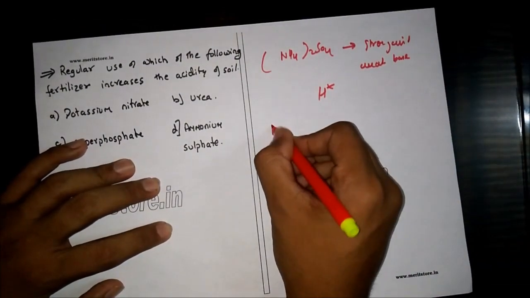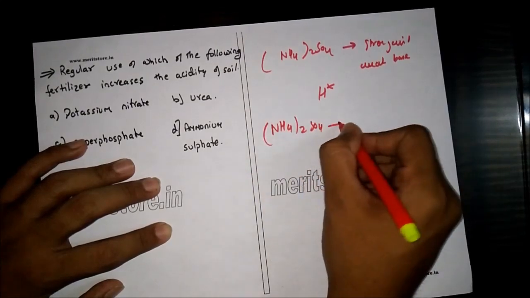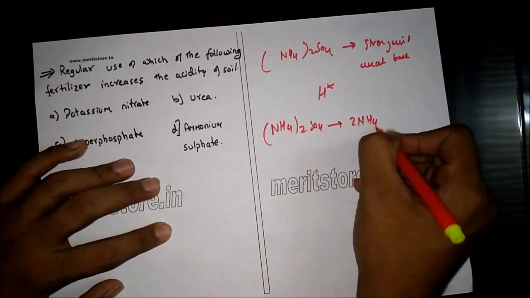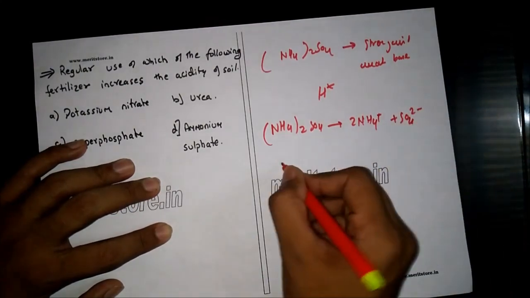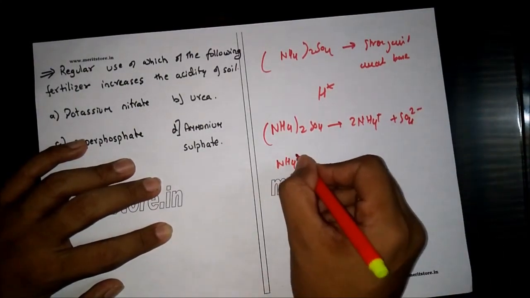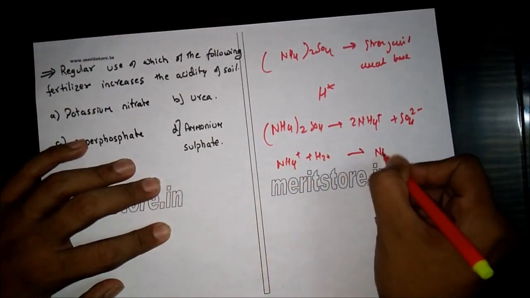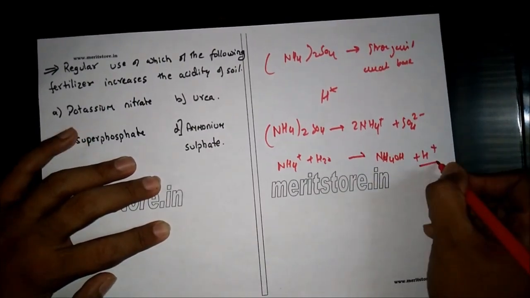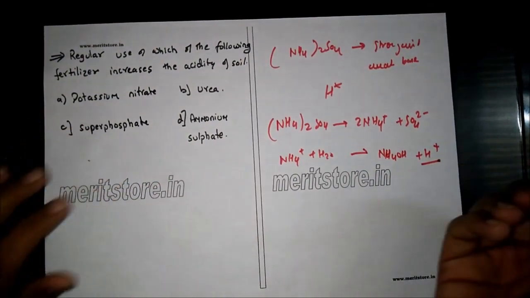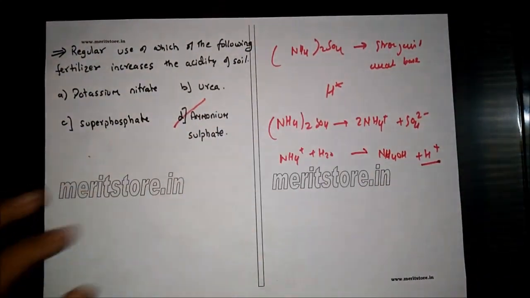Now, let's look at how the reaction takes place. (NH4)2SO4 decomposes into 2NH4+ and SO4 2-. Now, when it undergoes hydrolysis, it forms NH4OH plus H+. Therefore, H+ is evolved, and this in turn increases the acidity of soil. Therefore, the correct answer is option D.